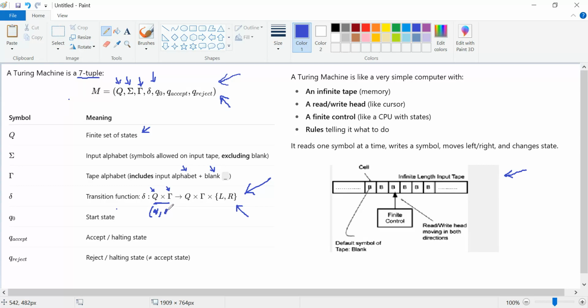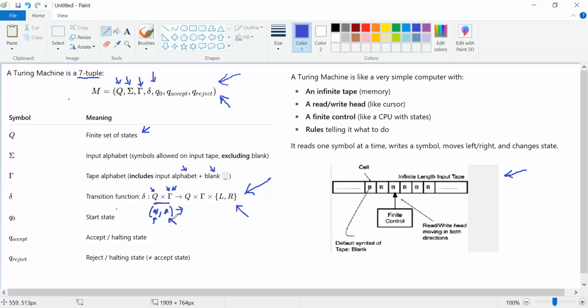It can be A or B or whatever is there in the input alphabet, and it can also be blank or other symbols which are allowed for a particular Turing machine. That's what this Q cross gamma is; the symbol is called gamma, I think. A function, as you know, maps from left to right. Here Q is the set of states, and gamma is the tape alphabet, so the cross product will be an ordered pair.